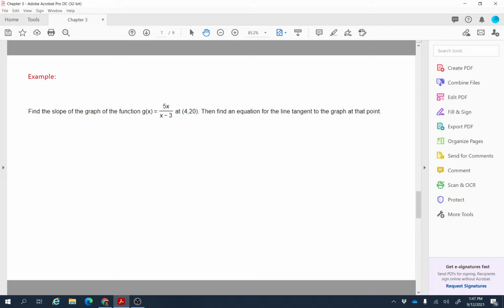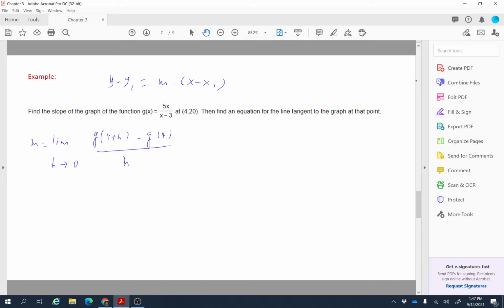So again, we are going to use this formula, y minus y1 equals m times x minus x1, and then we're going to find the slope m, which is the limit as h approaches 0 of f of 4 plus h minus f of 4, over h. So we need to find this expression. We can simplify it the way we simplified before.